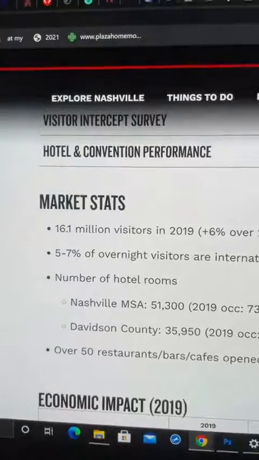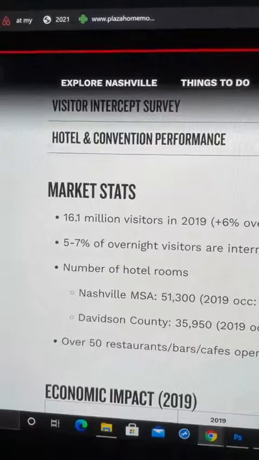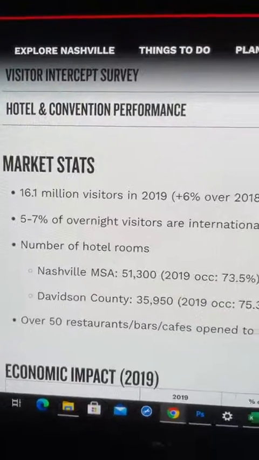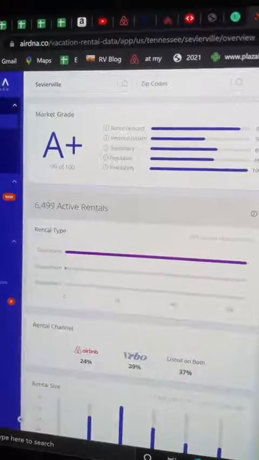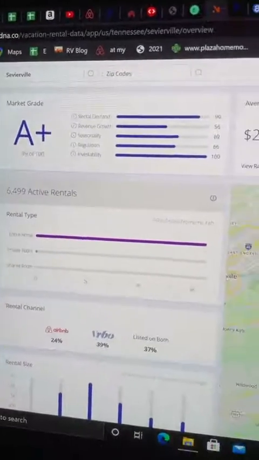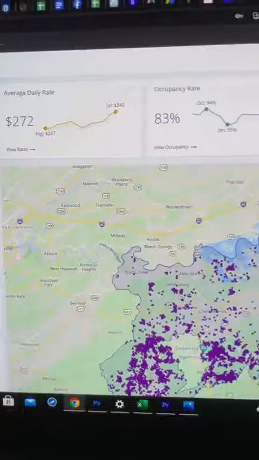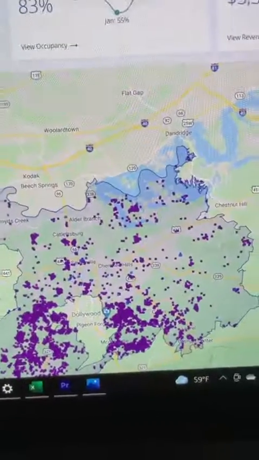First, identify a market or location. You can Google tourism numbers. This is Nashville, for example. You can see the year-over-year growth in tourism. You also need to use tools like AirDNA. AirDNA has a ton of data on short-term vacation rentals, gives you a market grade, average daily rates, and occupancy rates, and even shows you all the rentals in the area.